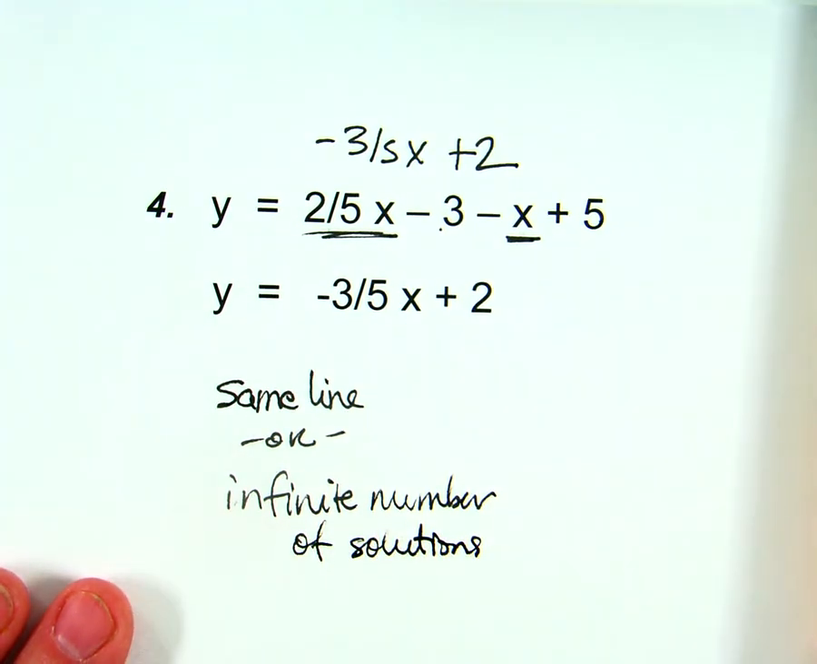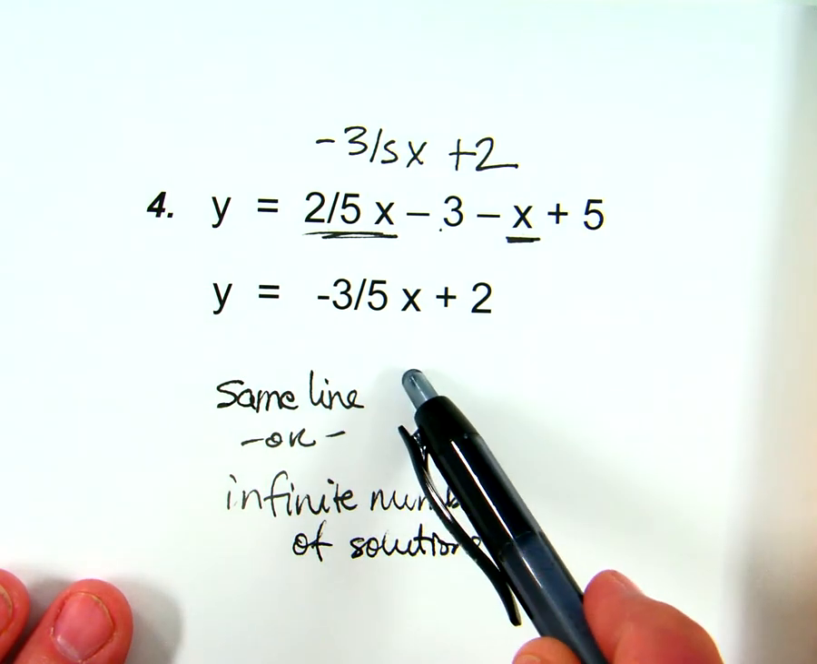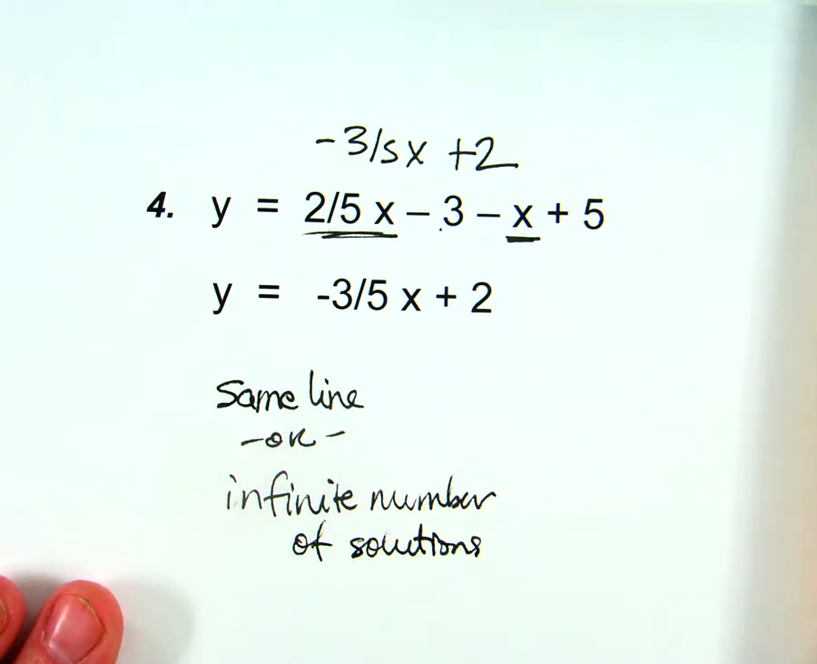Both of those are correct. We typically say infinite number of solutions in algebra, and we tend to say same line in geometry, but they're both true either way.